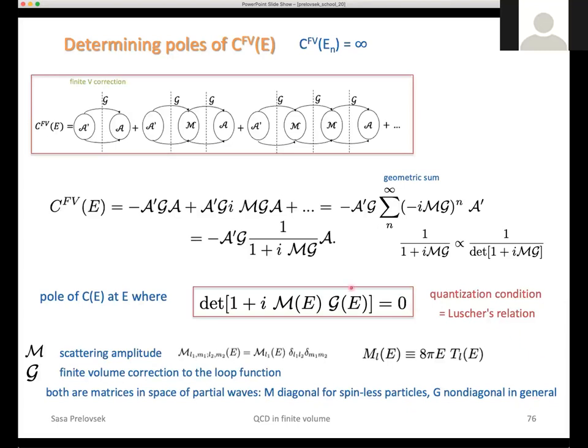But this quantization condition will basically give you information on the scattering amplitude. Now we are almost at 1.5 hours. So, okay, first of all, are there questions?